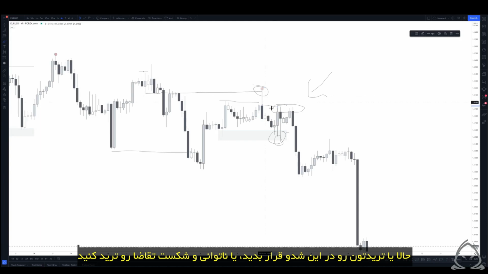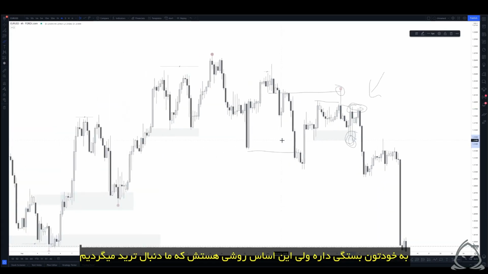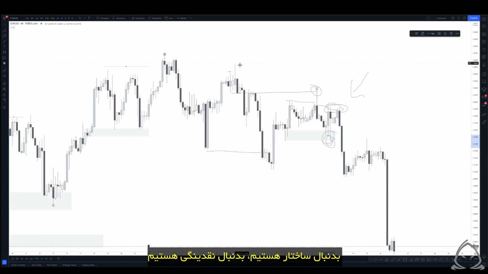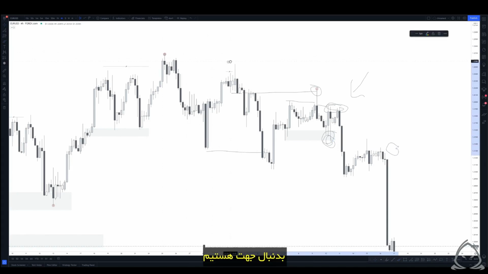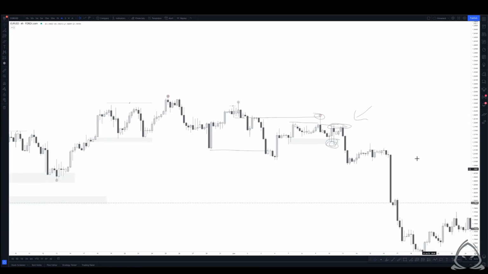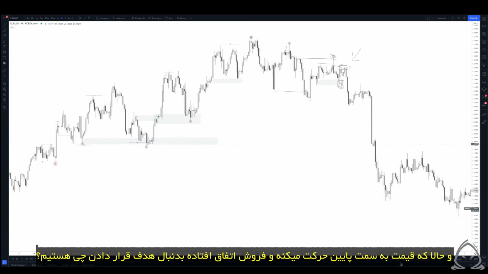Now, whether you position yourself within this wick or traded more of the reaction to demand failing, that's entirely up to you. But this is the basis of how we're looking for trades. We're looking for structure. We're looking for liquidity. We're looking for direction. We're looking for supply and demand to show the interaction. And then as price continues moving down, what are we now looking at targeting when we're starting to see shorts coming into play?